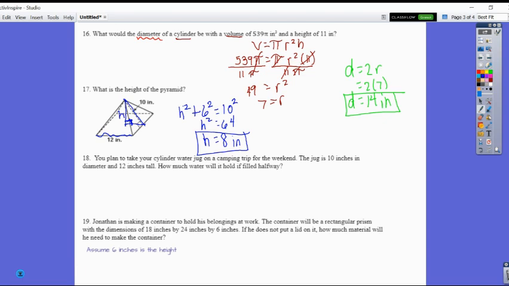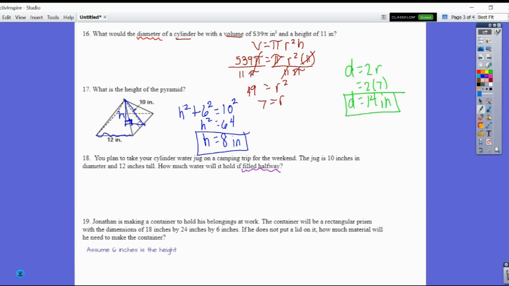Next up there, you're going to be taking your cylinder water jug on a camping trip. The jug is 10 inches in diameter and 12 inches tall, so how much water will it hold if filled halfway? So this is the part that filled halfway that sneaks in right there at the end of the question for you. That's usually what gets students a little bit confused or has them tripping up there.